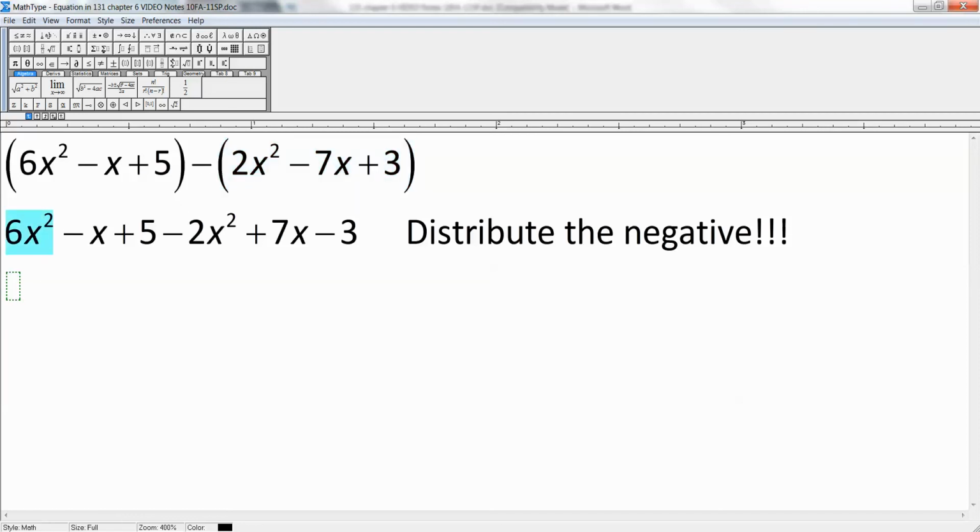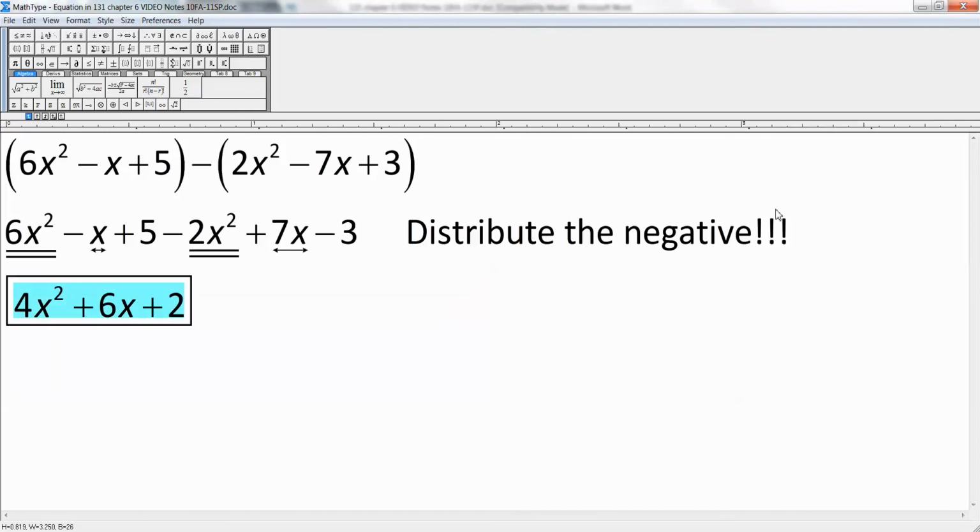All right, now we'll see some like terms. So we've got the 6x squared here and the minus 2x squared here. They're like terms. So 6 take away 2 is 4x squared. And then let's see, we've got a minus x right here and a plus 7x. So let me give that a little arrow or something. So minus x plus 7x, right there, those two go together, and that makes a plus 6x. And then you've got your numbers. 5 take away 3 means plus 2. And there you go. And it's actually already in descending order because I'm that crafty.